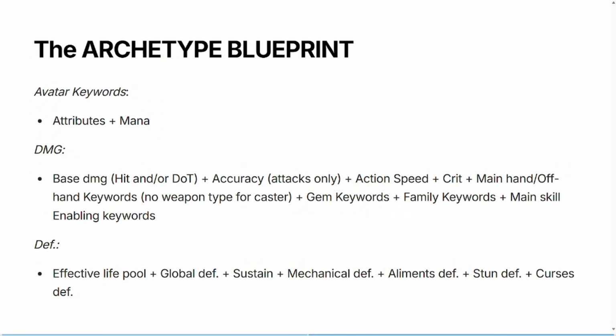So while leveling, when we want to solve this keyword, we have to get as much flat, increase and more from all the different sources, right? Accuracy, so that's basically for attacks only. Action speed, so that's attack speed, cast speed. Crit, right? Base damage, accuracy, action speed, and crit are the base damage calculation keywords, right? The basic damage calculation keywords, I call them.